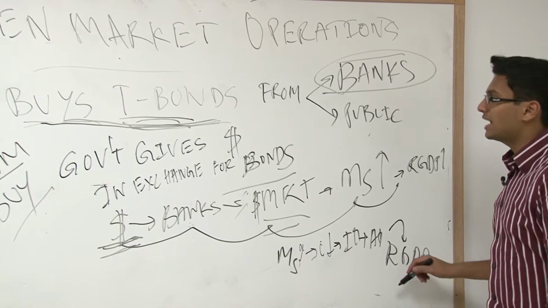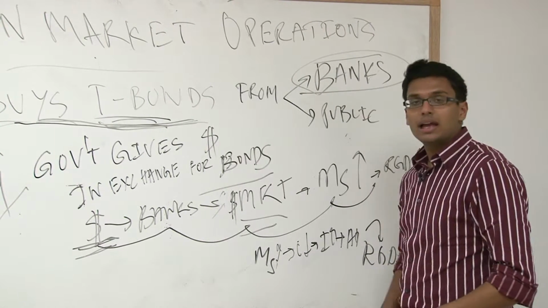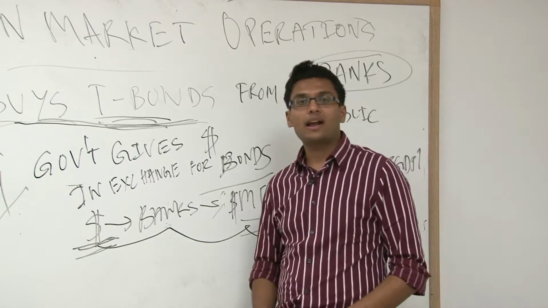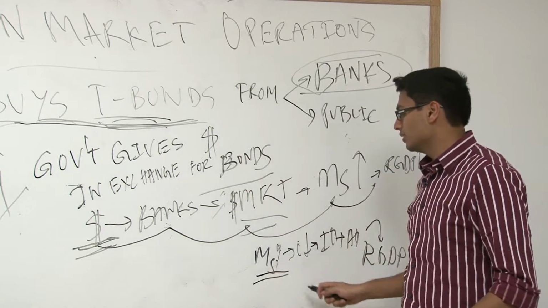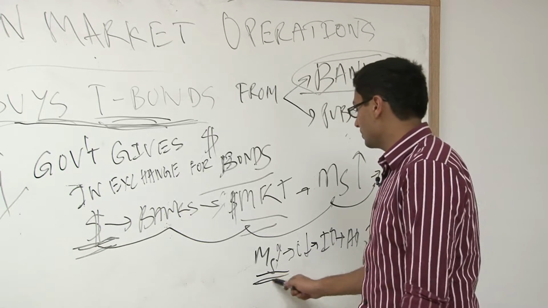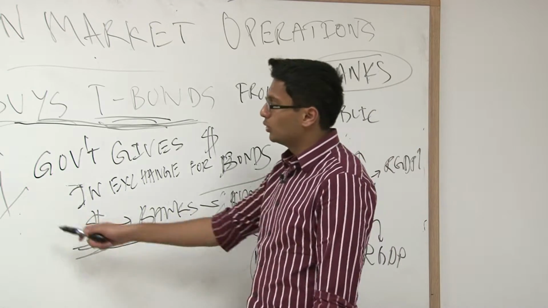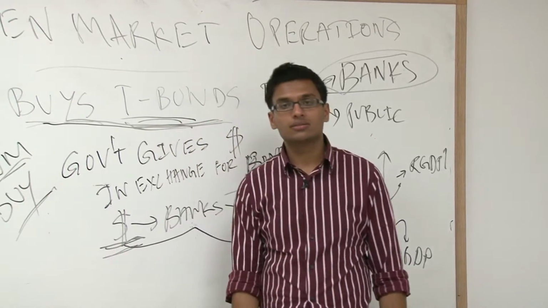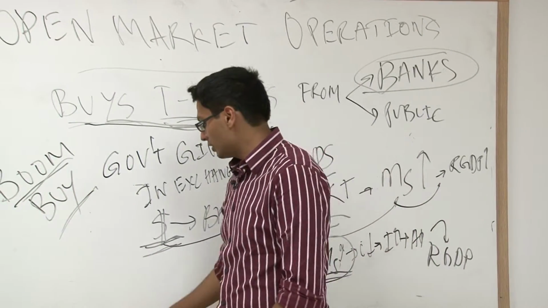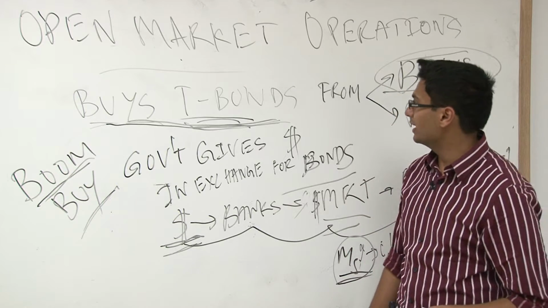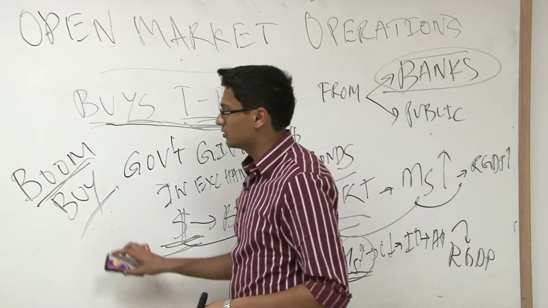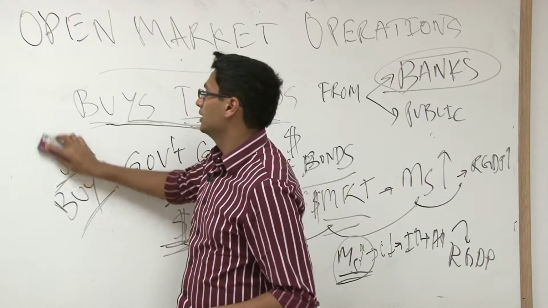So that's how open market operations affect the money supply. When you buy bonds, you increase the money supply. So when you want a boom in the economy, you buy bonds. That's the way I remember it. Whatever ways you want to remember it, you guys can go ahead and create your own formulas, and you can use this if you want.